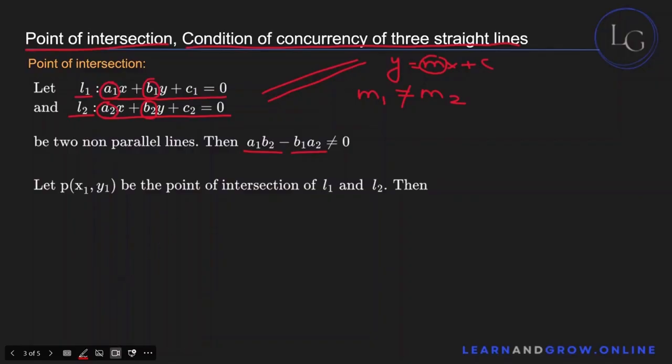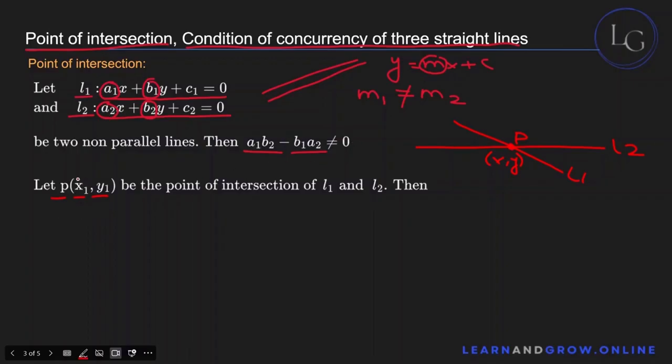Okay, now that that's cleared, let's say this is line 1, and let's say this is line 2. They will intersect at this point, right? This point will have coordinates in x and y terms. Let's say that this point here is P, and the coordinates are x1 and y1.